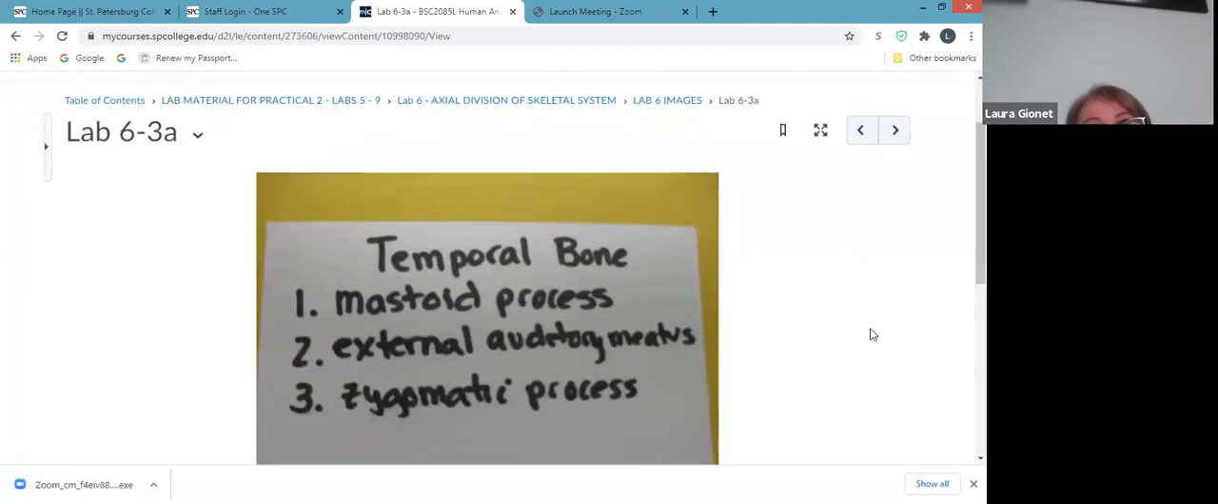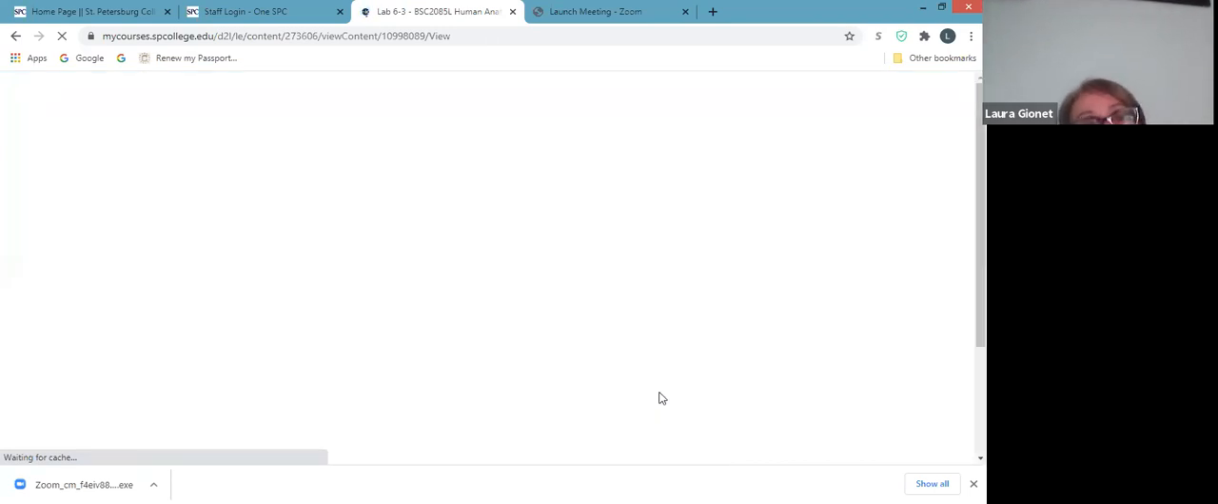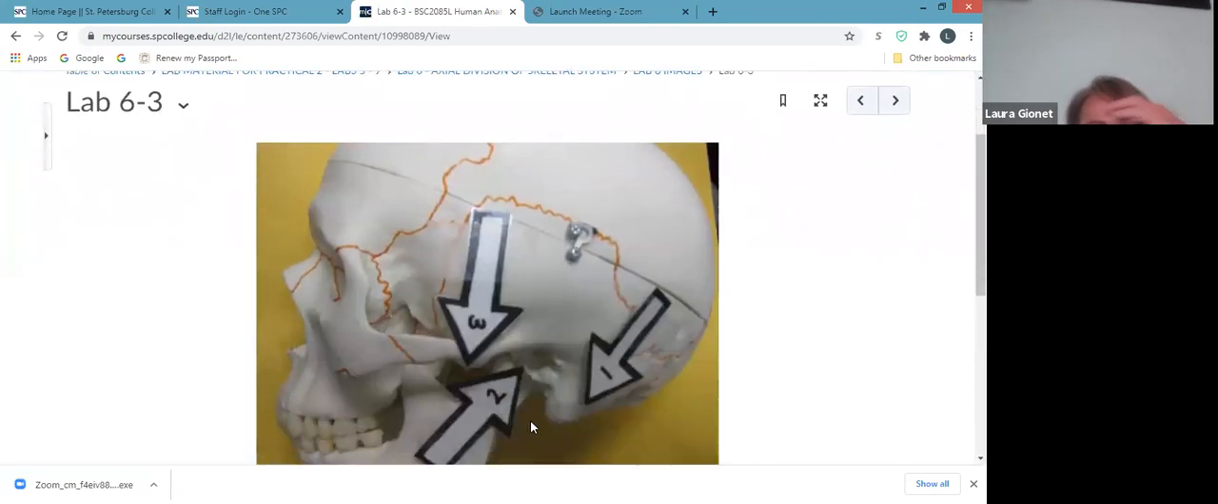So we have the temporal bone. 1 is the mastoid process, external auditory meatus, and zygomatic process as I described. Now let me go back just for a second, and I want to give you examples of questions I might ask. So let's say you had a skull, and you go, look, identify this entire bone. You would say temporal bone. What if I ask you, identify 1? That would be the mastoid process.